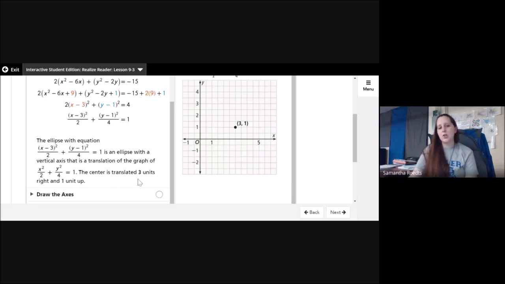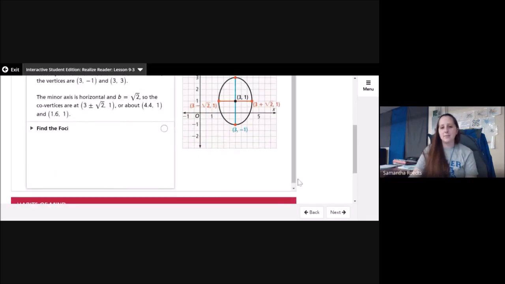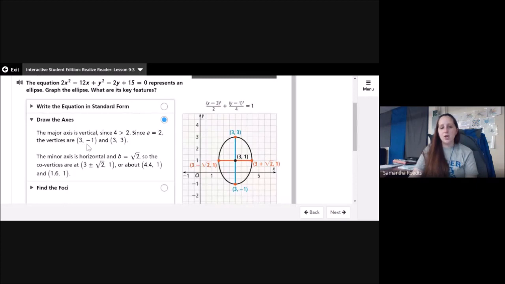The center is translated 3 units right and 1 unit up. So 3 units right, 1 unit up. I can draw the axes. The major axis is vertical since 4 is greater than 2. Since a equals 2, the vertices are (3, negative 1) and (3, 3). The minor axis is horizontal and b equals the square root of 2. So the co-vertices are (3 plus or minus the square root of 2, 1), or about (4.41, 1) and (1.59, 1).